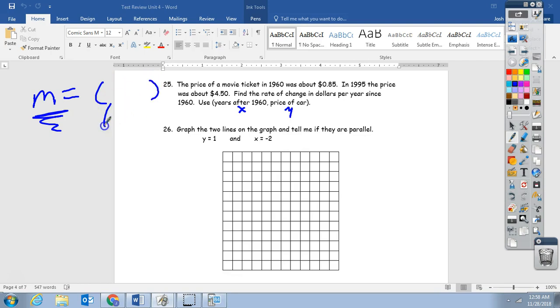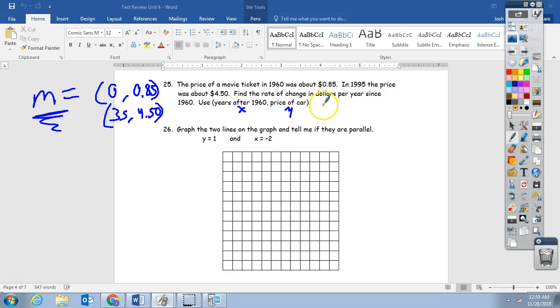The first point was 1960. That means the years after 1960 would be nothing. The price here was 85 cents. Now, I don't know why I put car here on this one. That was a typo. In 1995, that's 35 years after 1960. 60 to 95 is 35 years. The price was $4.50 for the movie ticket.